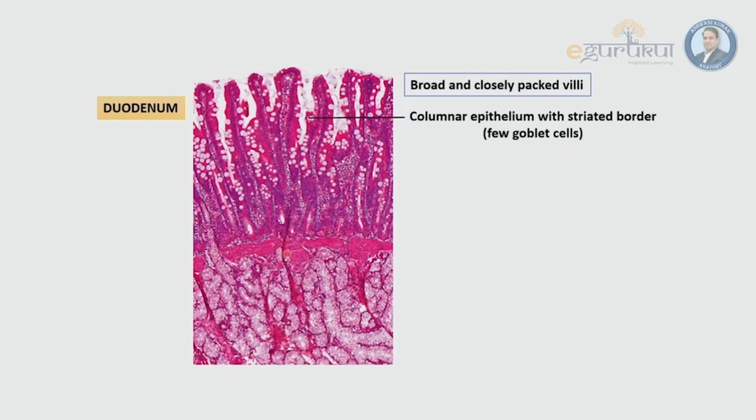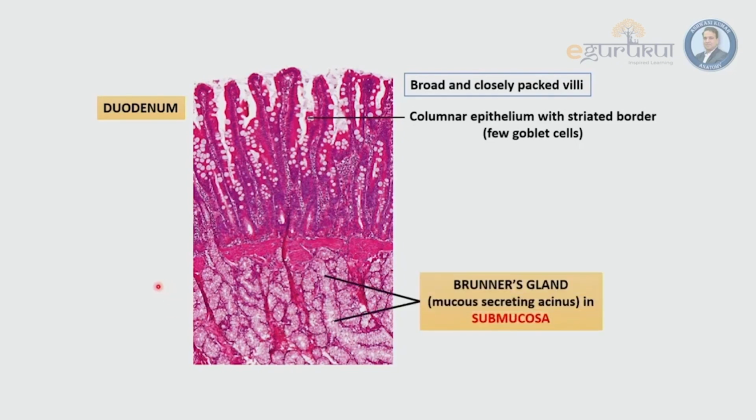Now, once again, you can see a very thick muscularis mucosa here. That is the muscularis mucosa. You can see this bright red here. And again, as I said, the unique feature, just like the esophagus, is that even the duodenal glands, also called the mucus secreting Brunner's glands, are present in the submucosa.